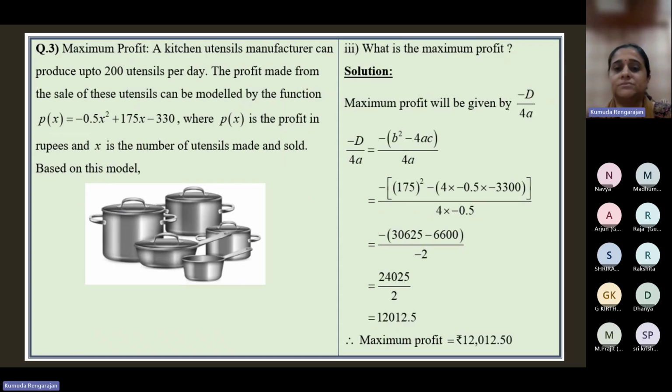And here, maximum profit. What should be the maximum profit? Sorry, what is the maximum profit? Maximum profit is given by -D/4a. So simply find -D/4a. D meaning b square minus 4ac. See, the calculation is simple, but you can go wrong. So -D, see here, D is in bracket.